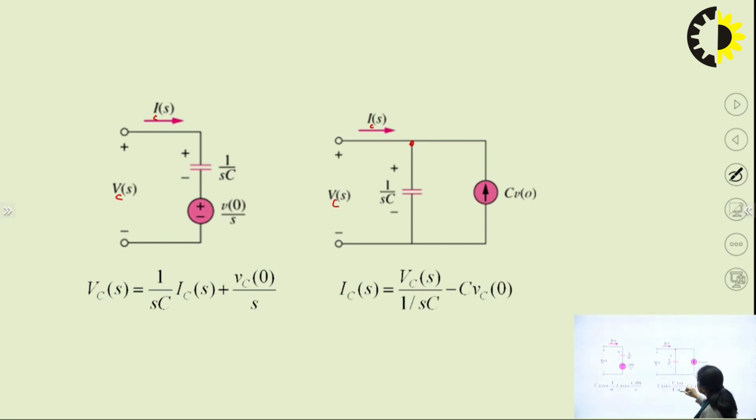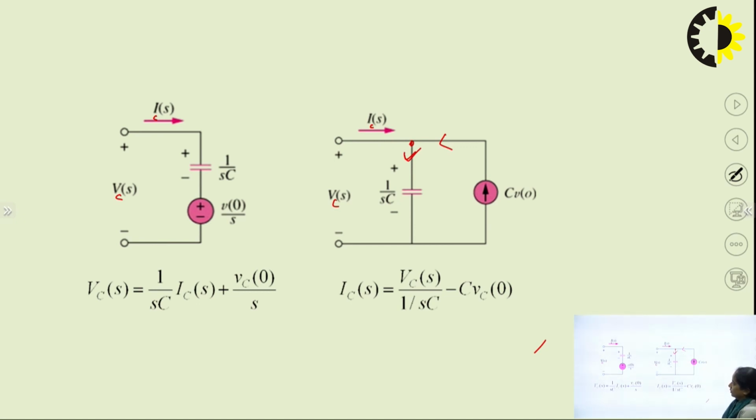So VCS upon 1 upon sC is the incoming current, and this is the outgoing current. So plus minus C V naught equals ICS, because these two currents are incoming and one current is the outgoing current here.